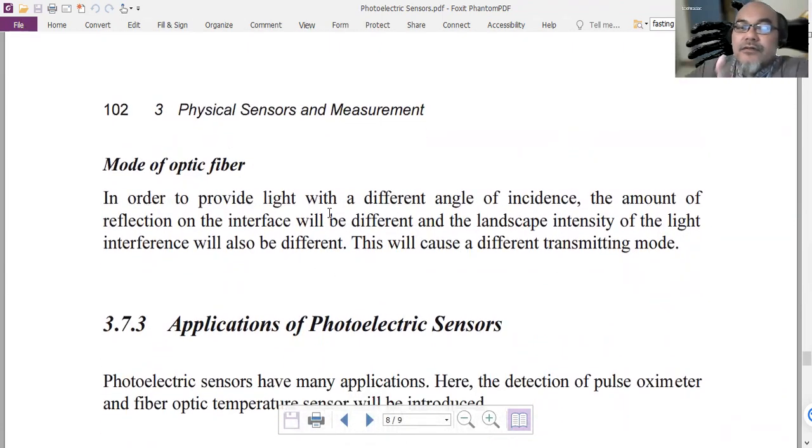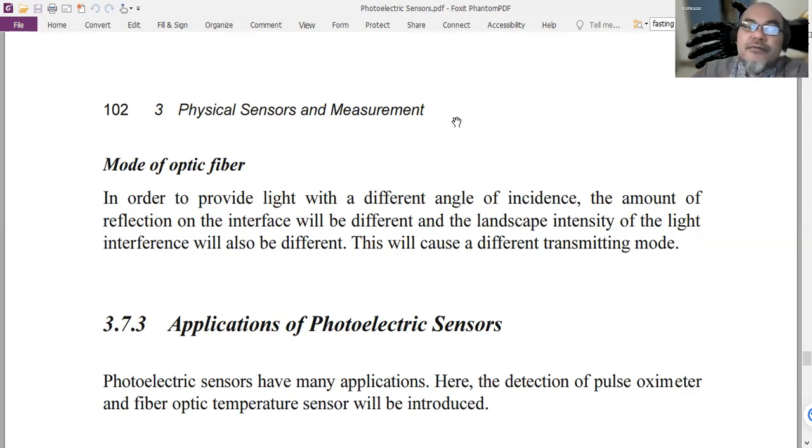And based on the modes of the optical fiber, we have either multi-mode or single mode. Different transmitting modes occur when we have a different angle of incident. Some fiber optics in single mode require that all the incident light have only a single incident angle.